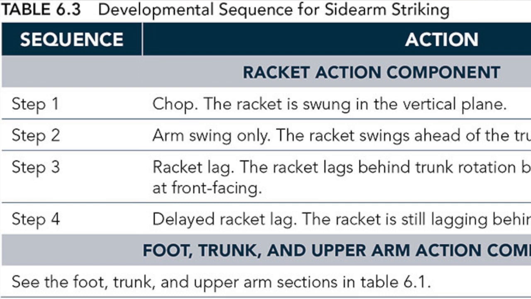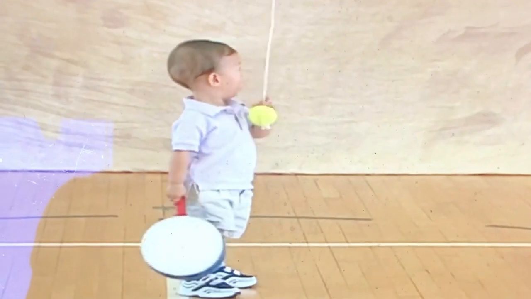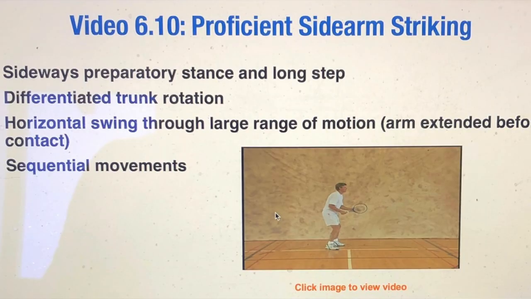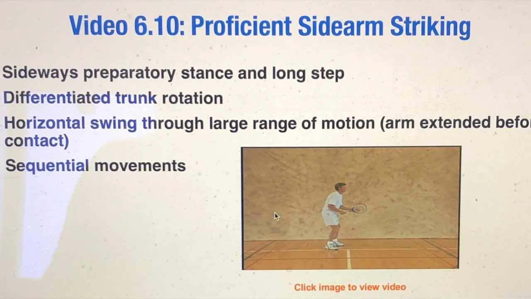Step 1, a chop. Step 2, arm swing only. Step 3, racket lag. Step 4, delayed racket lag. A child's first attempts to strike sidearm look like unskilled attempts to throw overhand. Proficient sidearm striking is characterized by stepping into the hit.